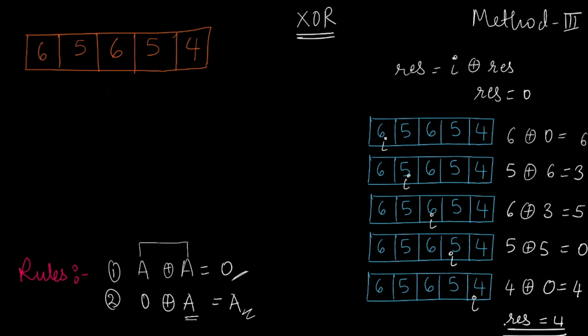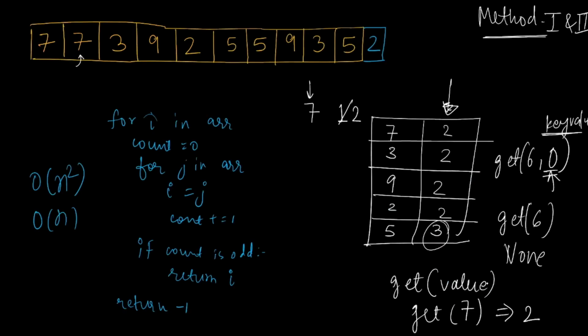The result is 4. That means 4 is occurring how many times? An odd number of times. You can try this for this array also, and tell me the result.